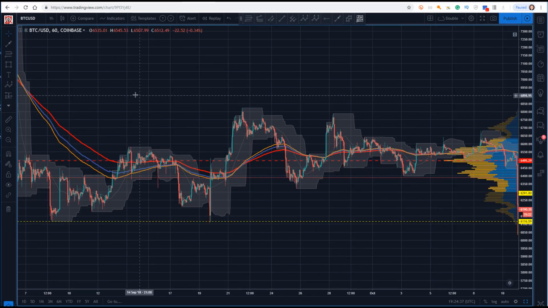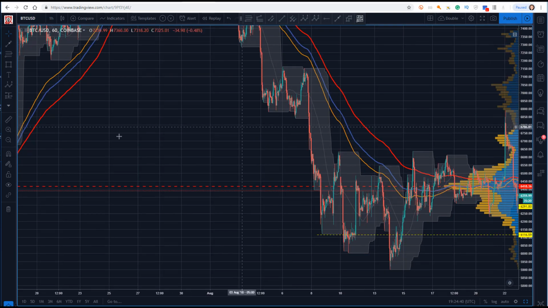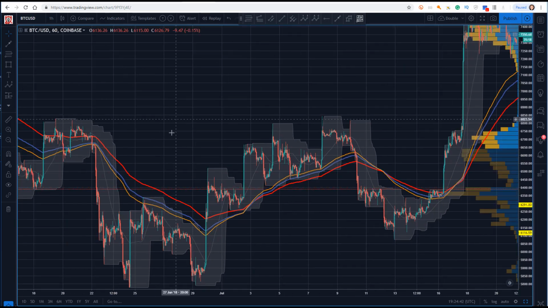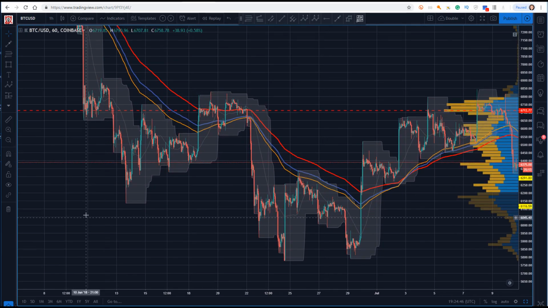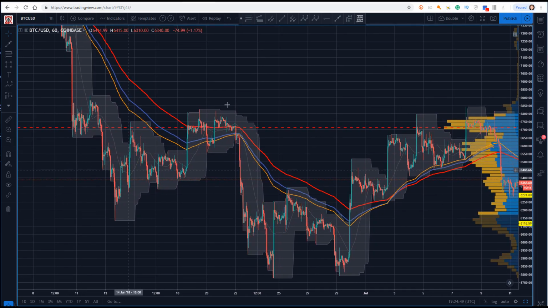So let me go back. Let's go back somewhere where I can just kind of randomly pick this kind of area. This may be good right here. Okay, so here we go. Let's use this right here. Okay, so here was a significant pivot.